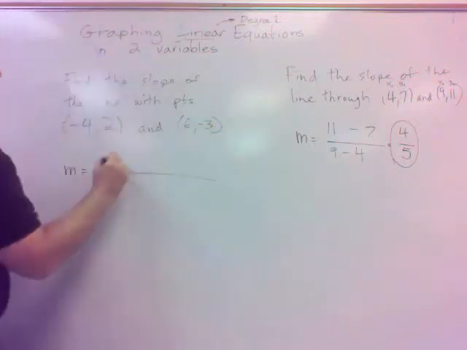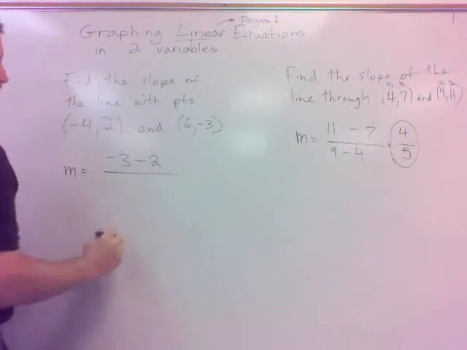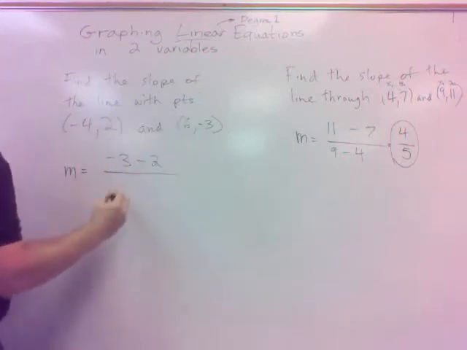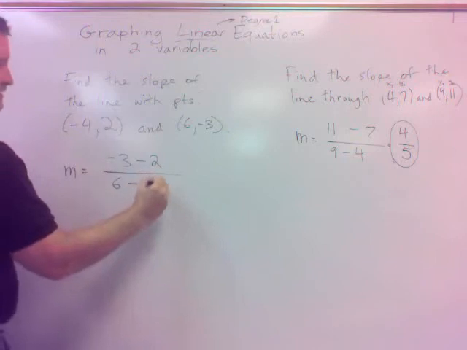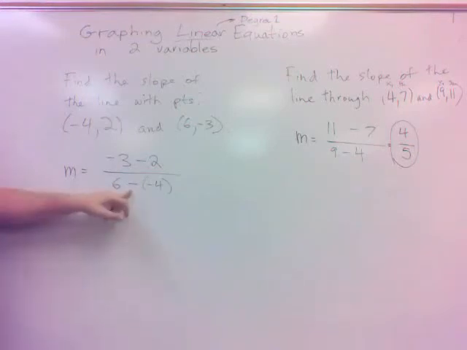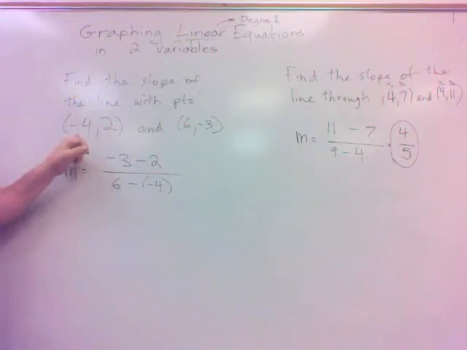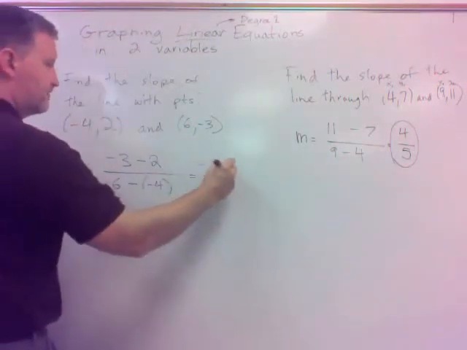Well, you take your second y, negative 3, minus the first y, 2, and then on the bottom, you take the second x, 6, minus the first x, which is negative 4. And note there, in the bottom, I have negative, negative 4. And why do I have negative, negative 4? Well, this negative is from the formula. This negative is the x, right? All right, so what we got here, we got negative 5.